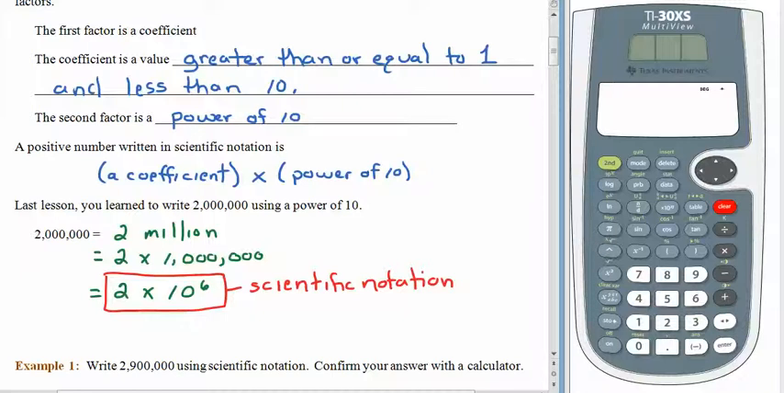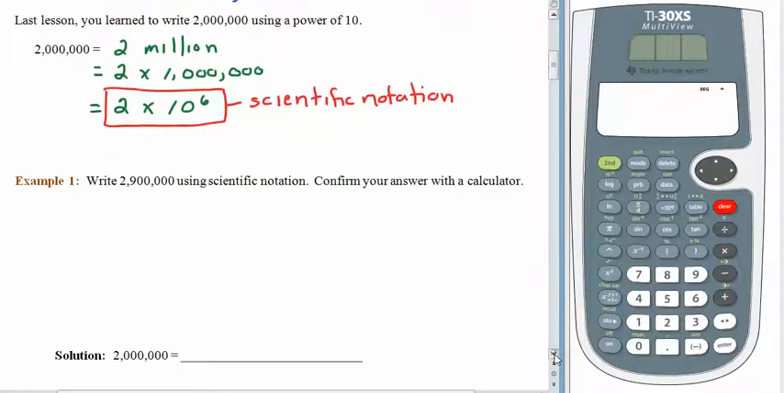So the only thing we have to do today is figure out what do we do if we have more than one non-zero digit. In this first example, we're going to do this in the longest way possible, just so that you can see where everything comes from. We have, instead of 2 million, 2,900,000. 900,000 is exactly the same as 2 million plus 900,000.